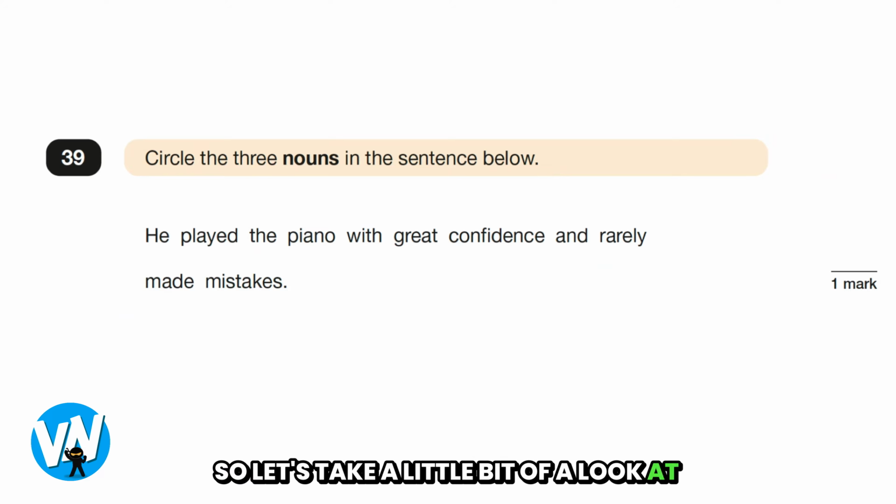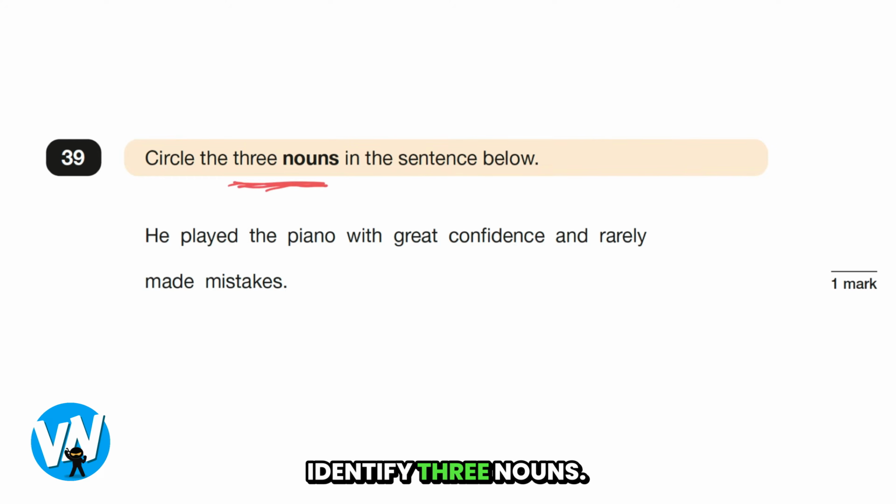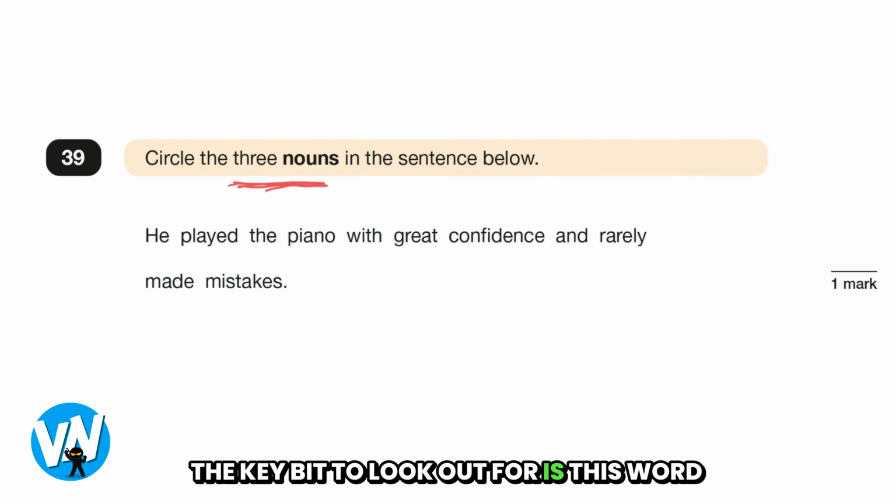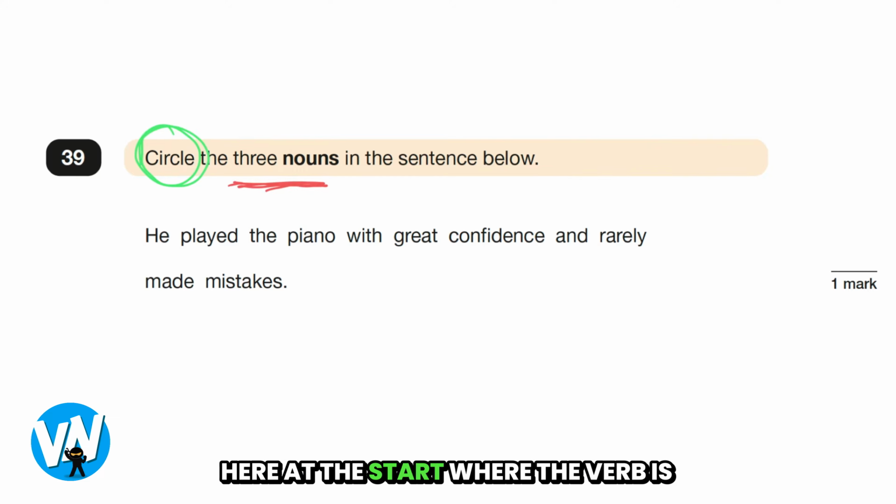So let's take a little bit of a look at some SATs examples. And it's really, really common. If we just see this up here, we've got the fact that it wants us to identify 3 nouns. Now, in the SATs examples that you're going to see from me here, it's very, very common for the SATs questions to want you to find 3 or even 4 nouns within a sentence. The key bit to look out for is this word here at the start where the verb is instructing us what to do. Sometimes it'll say circle, sometimes it'll say underline. So we have to do that. So in this instance, it's saying circle. So we're going to circle the nouns in the sentence. And the big clue is that there's 3 of them.